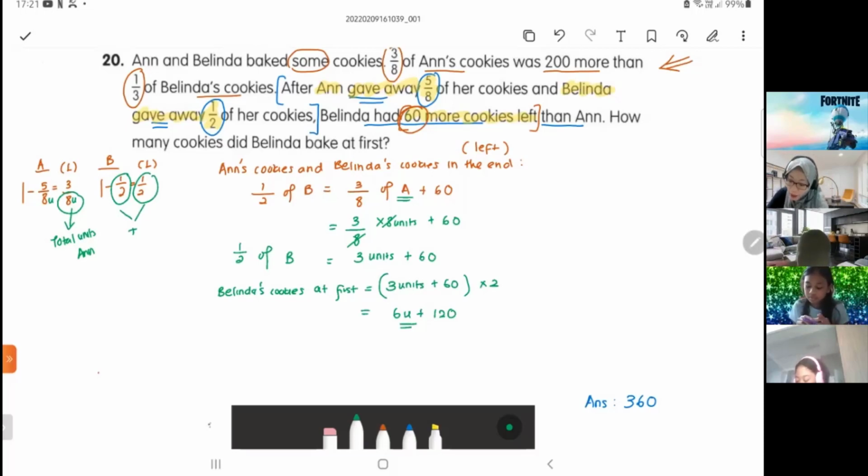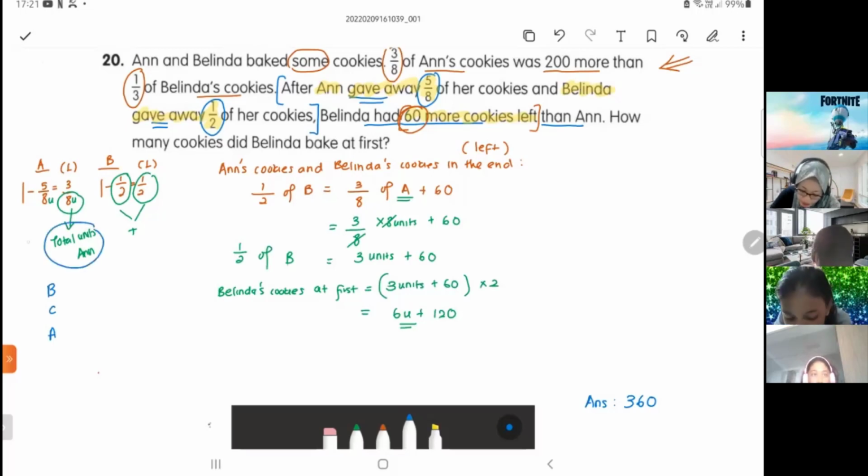So this is where we are going to put it into the BCA table, the before, change, after table. Okay, so I want to bring to your attention before, change, and after. We know the before for Anne already. This one is the before for Anne, the 8 units. This is our before for Anne. Do we know the before for Belinda, the total for Belinda? I know this is our before for Belinda. So settle. The before for Anne and Belinda settle.